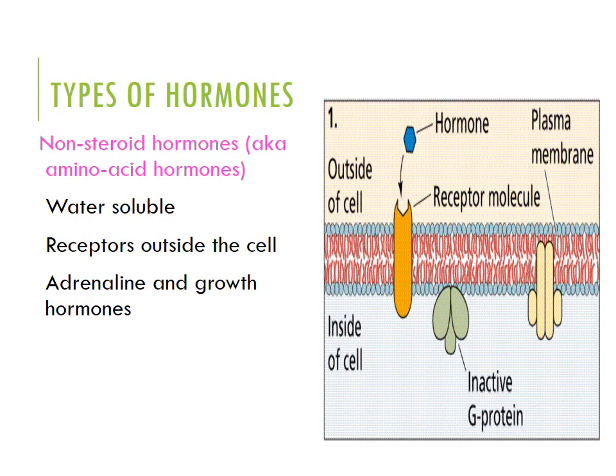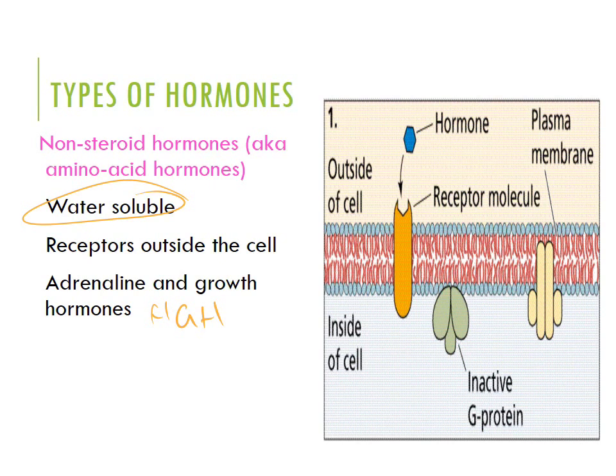Another one that we have is non-steroid hormones, which are also known as amino acid hormones. These ones are water soluble, so they're able to dissolve into water but not into fat. And these require receptors outside of the cell because they're not able to go through that cell membrane. Remember, it's a fatty layer and they're not able to pass through it. And here we're looking at adrenaline and your human growth hormone, or HGH.